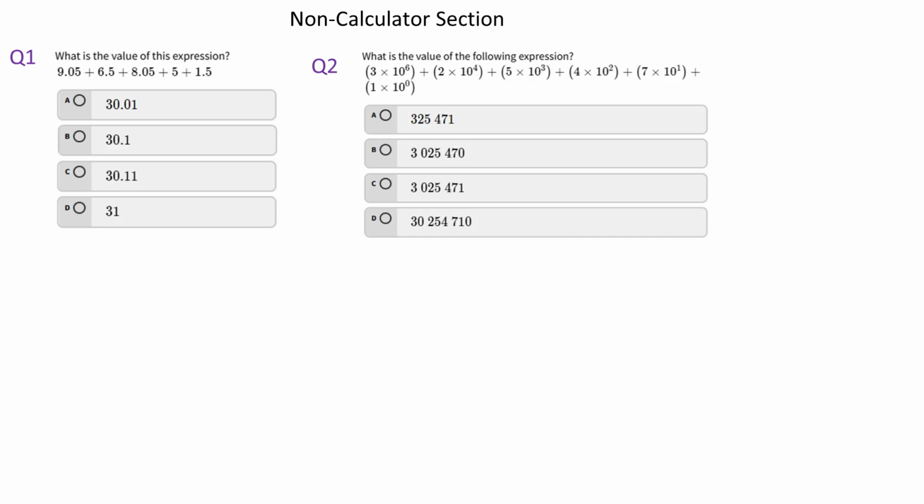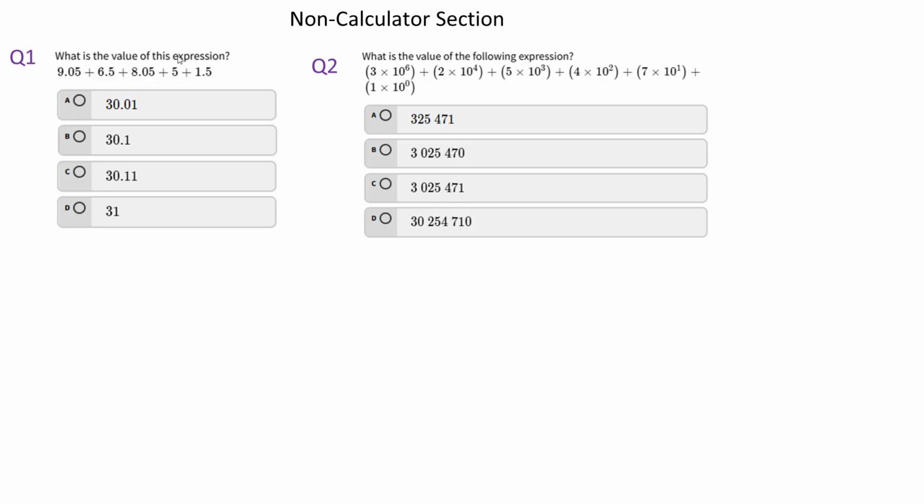In this tutorial, we're going to take a look at the calculator section of the Mathematics Proficiency Test in Ontario, Canada. And there's only 5 questions in this part, so the first 2 are on this page. So again, this is the part you have to do without a calculator.